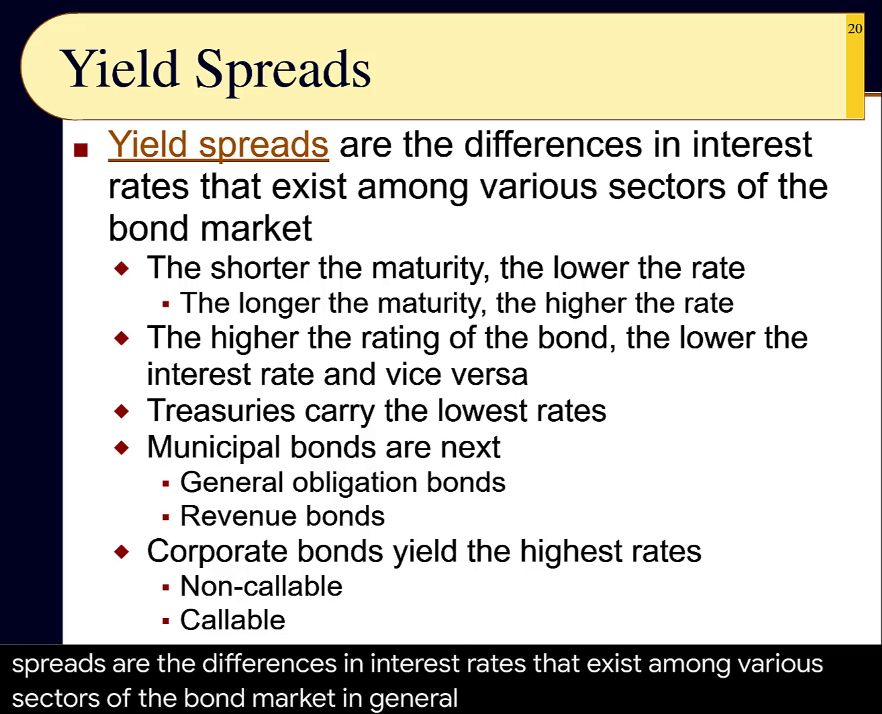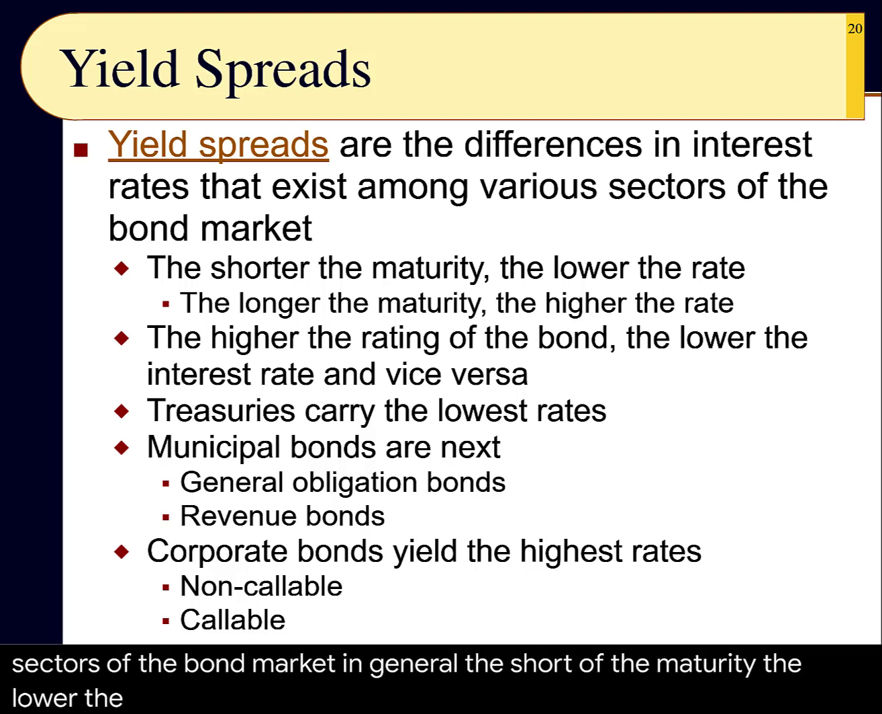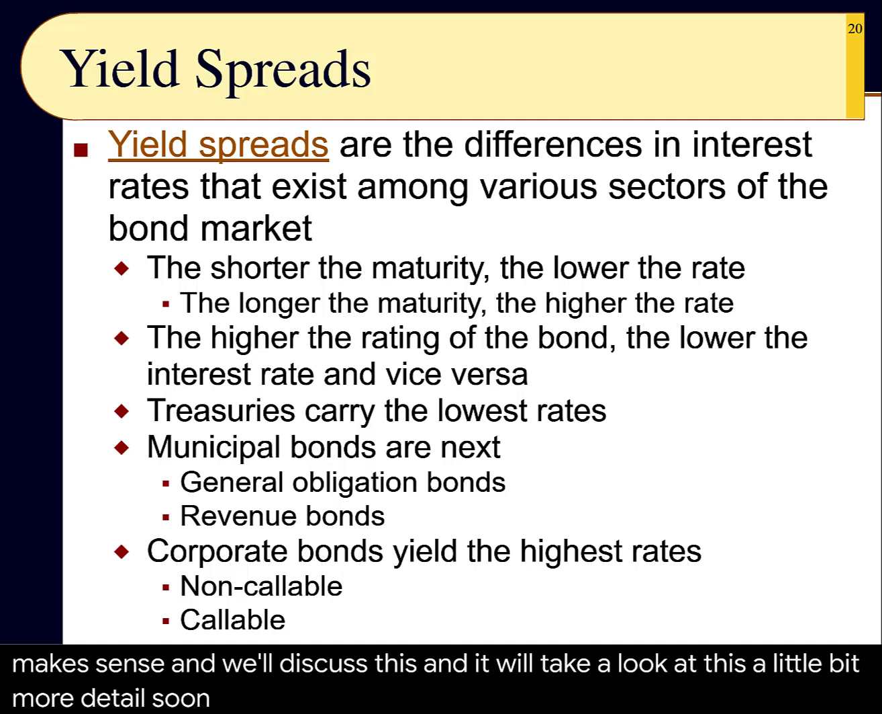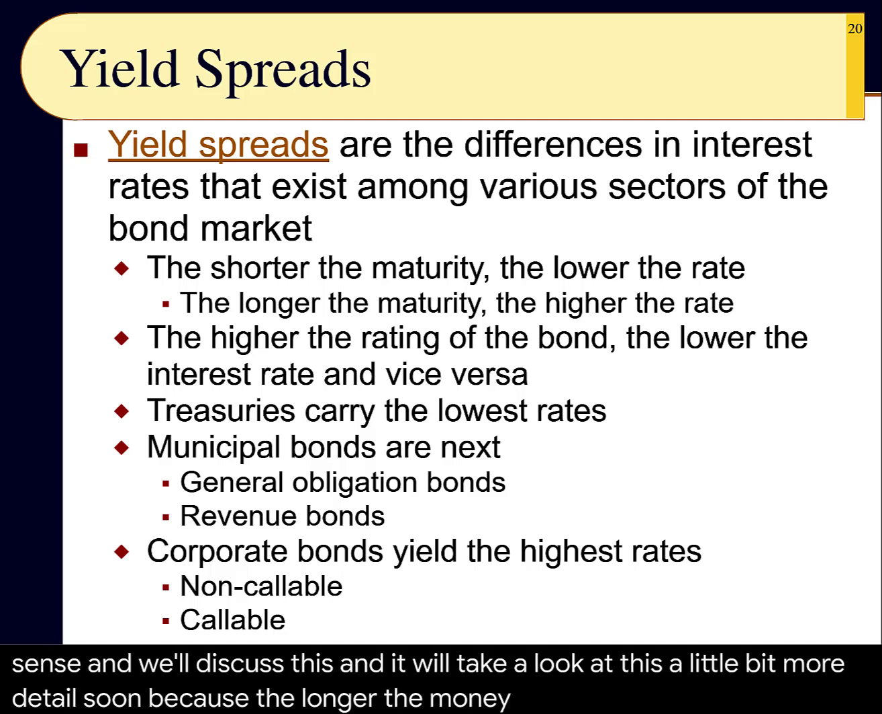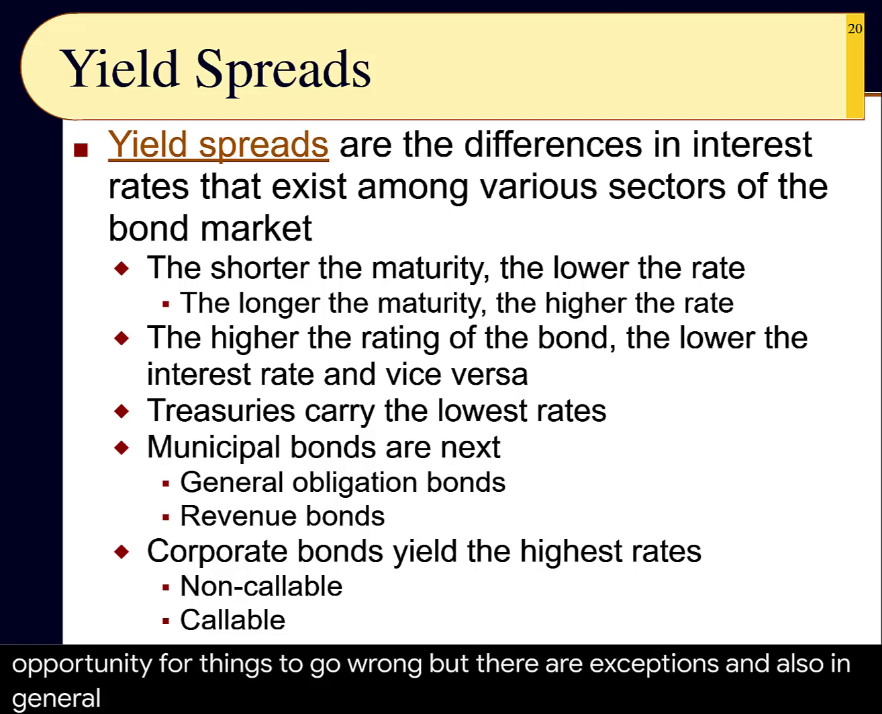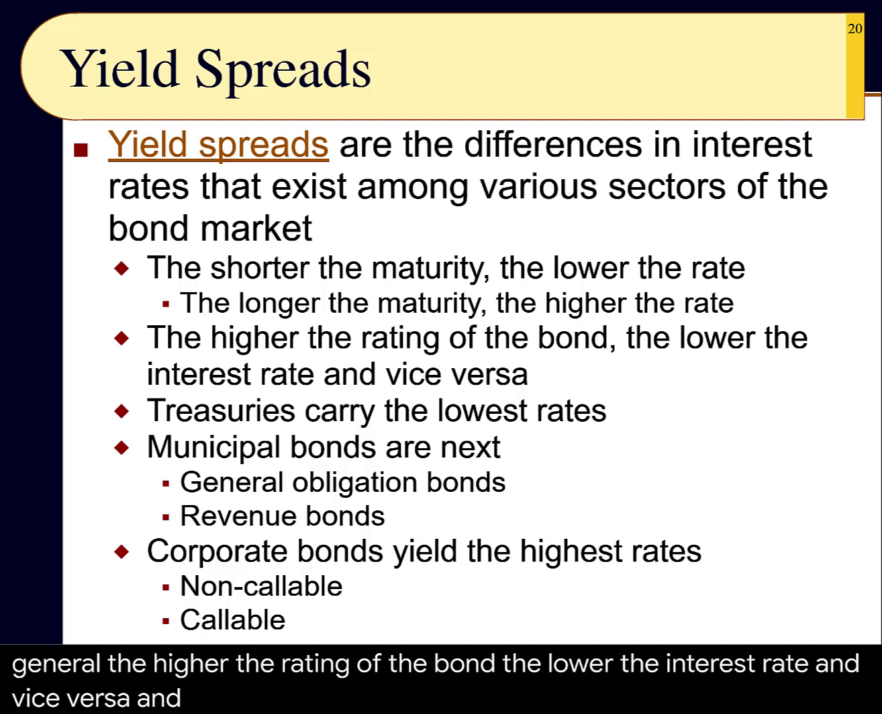In general, the shorter the maturity, the lower the rate. The longer the maturity, the higher the rate. Now, this makes sense, and we'll take a look at this in a little bit more detail soon, because the longer the money is out there, there's more opportunity for things to go wrong. But there are exceptions. And also, in general, the higher the rating of the bond, the lower the interest rate, and vice versa. And this makes sense again.